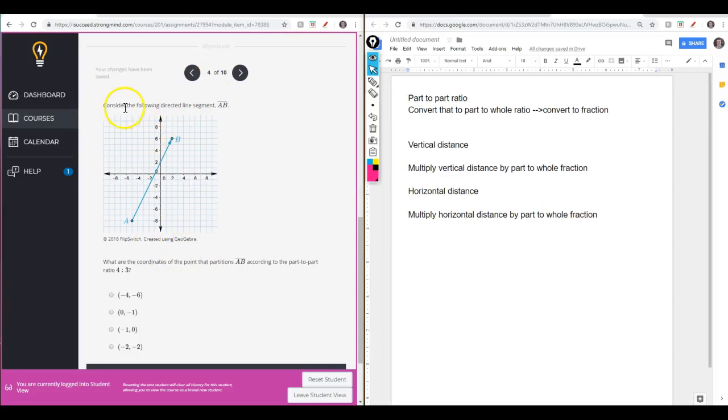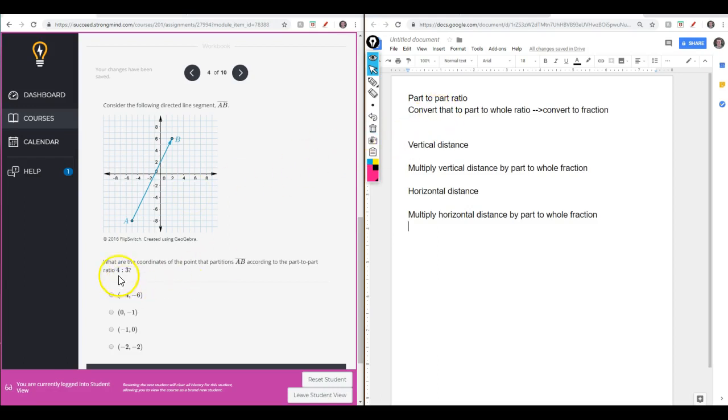Alright, question 4. Consider the following directed line segment, segment AB. What are the coordinates of the point that partitions segment AB according to a part-to-part ratio of 4 to 3? So again, this is giving me a graph, so I like to work with the graph versus the formula that is given in the lesson when I do have that option.